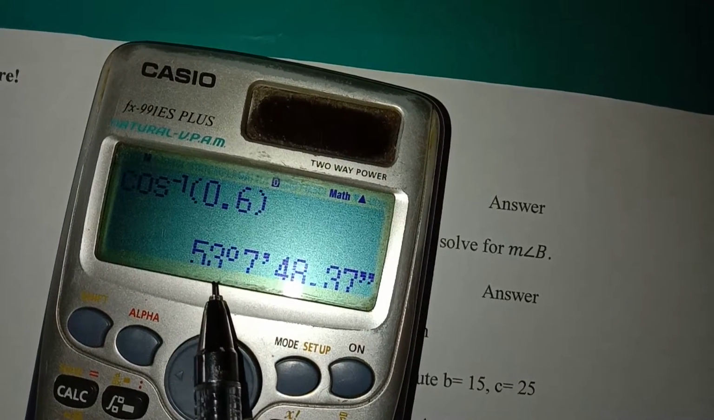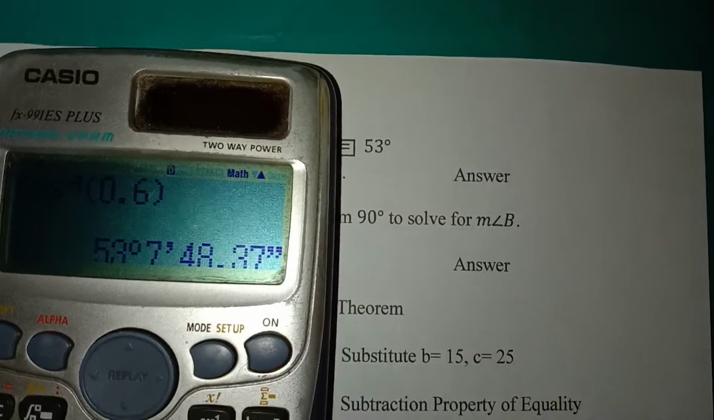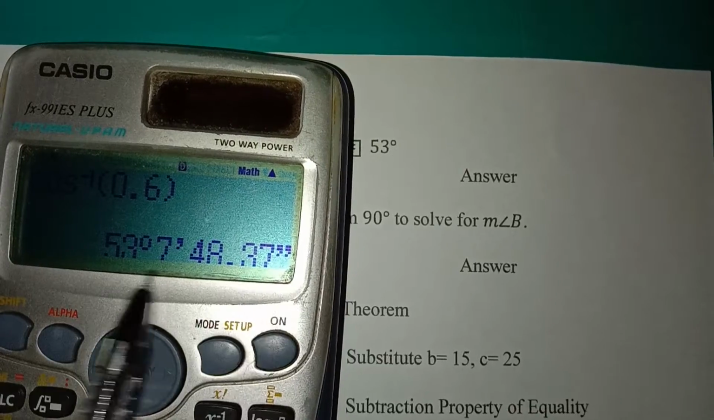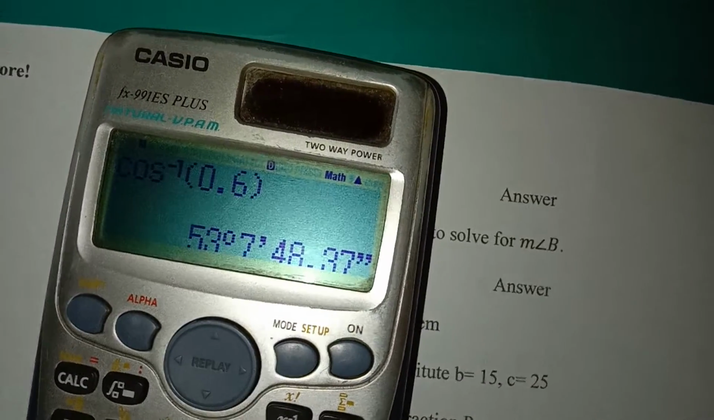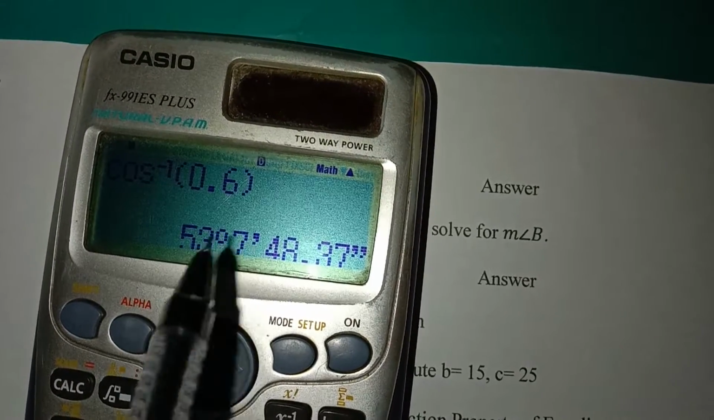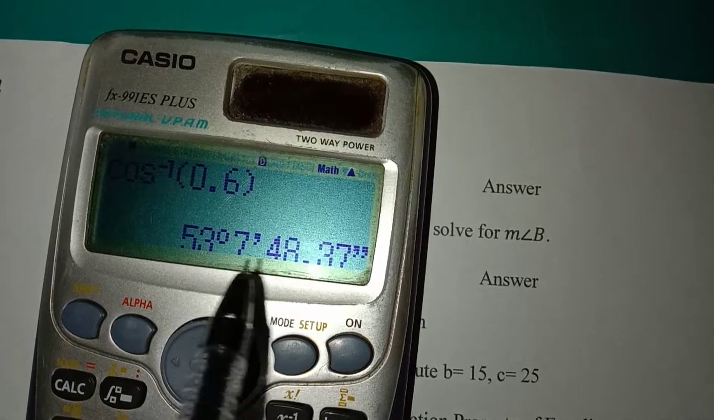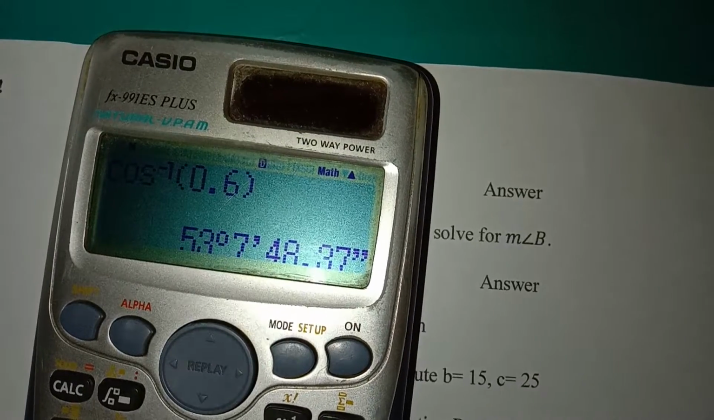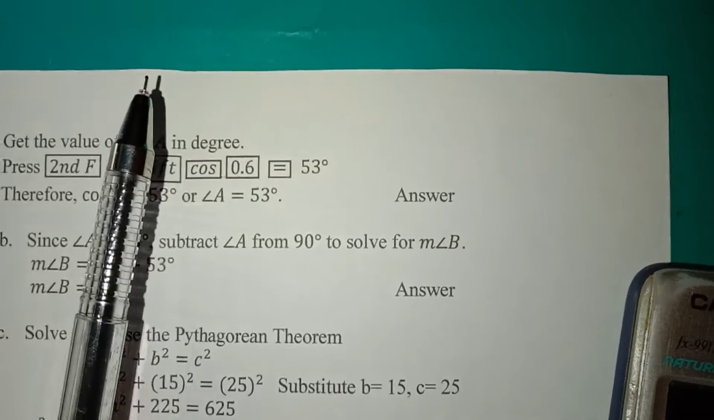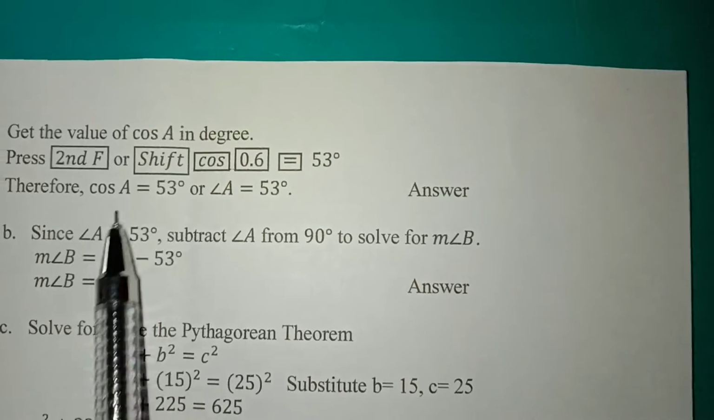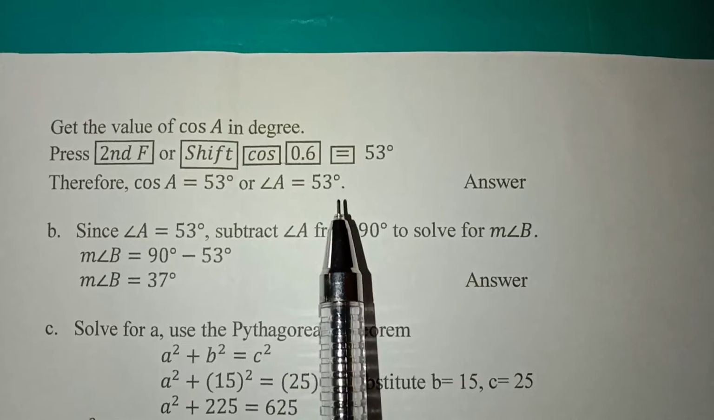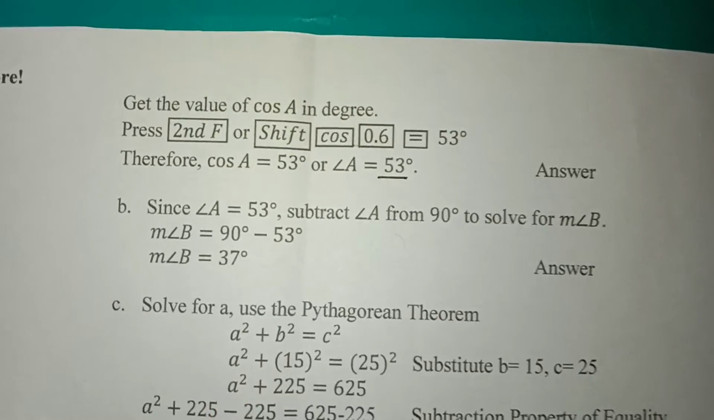That's 53 degrees, 7 minutes, and 48.37 seconds. This is how you read it: 53 degrees, 7 minutes, 48.37 seconds. We will only use degrees, not minutes and seconds. As you can see, the answer is 53 degrees. Therefore, angle A equals 53 degrees. Next, letter B.